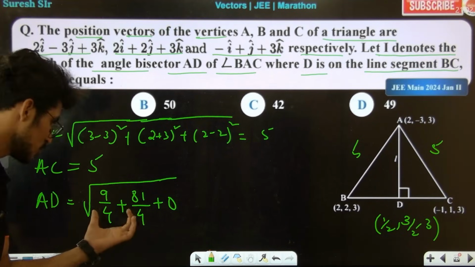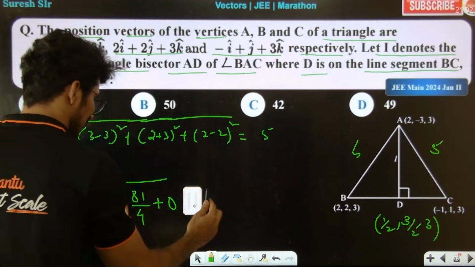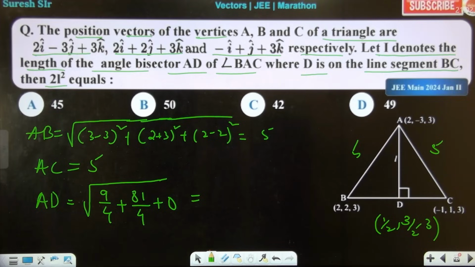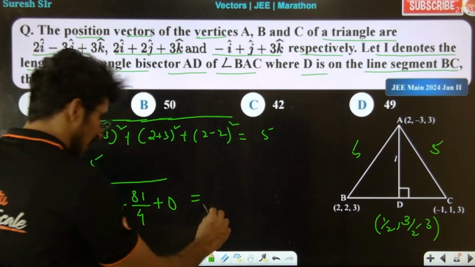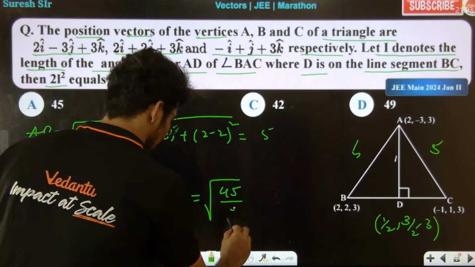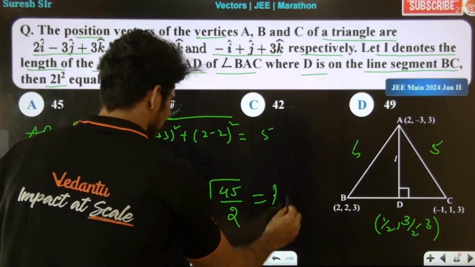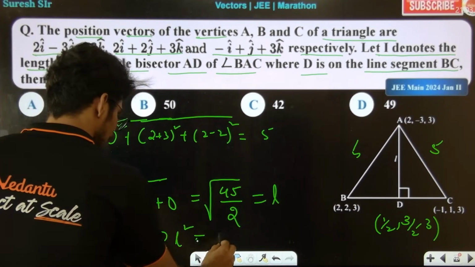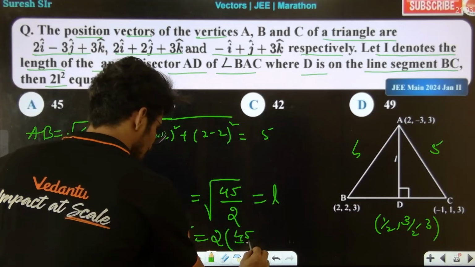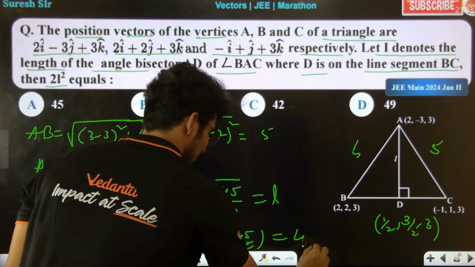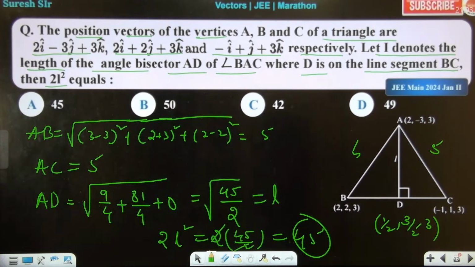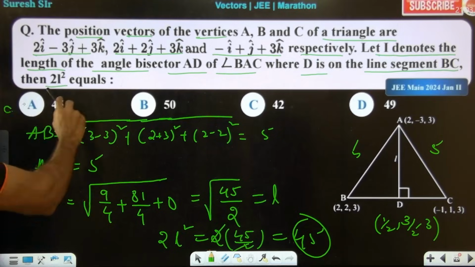So how much, sir, here? 90 by 4, which means root 45 by 2. Wonderful. So AD is root 45 by 2, and AD is basically L. They are asking for 2L square, so 2 into 45 by 2. The two 2's cancel, so 45 is the answer. Any doubts? 45 is the answer, option A, check.